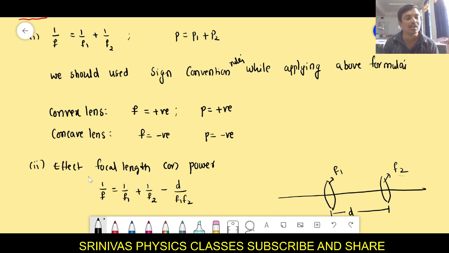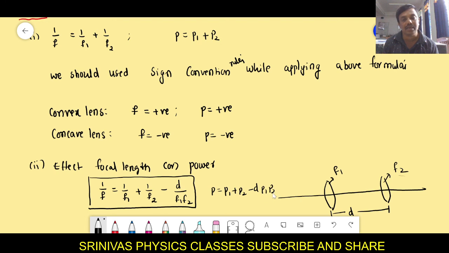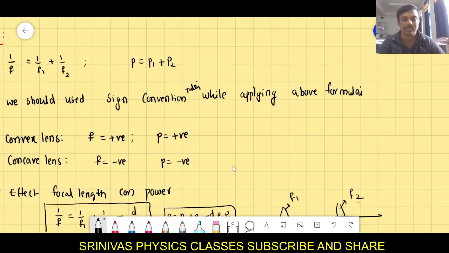इसका डेरिवेशन की जरूरत नहीं है, it's not in your syllabus, but नोट करिए बस. Then effective power formula: P1 plus P2 minus d P1 P2. d क्या है? Separation between the two lenses. d जीरो हो, मतलब दोनों के बीच में गैप नहीं हो, तो फिर ओरिजिनल फार्मूला आएगा. अंडरस्टूड?